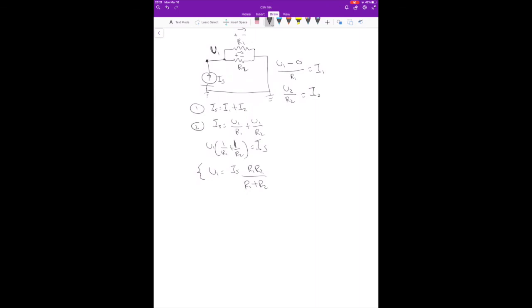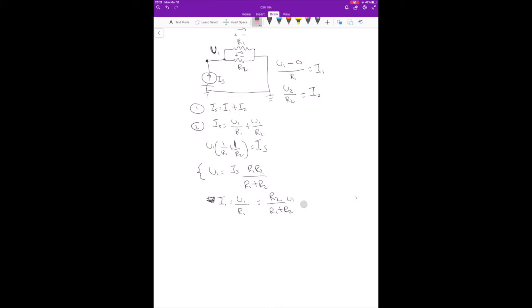So lastly, to find the current across either one of them, let's say we want to find the current across R1, we just get I1 is equal to U1 divided by R1 is equal to R2 over R1 plus R2. And so now that we have this, we know that if the resistor values are the same, then this just goes to R over 2R, which is 1/2 times U1. And so that's how we got the thing earlier.